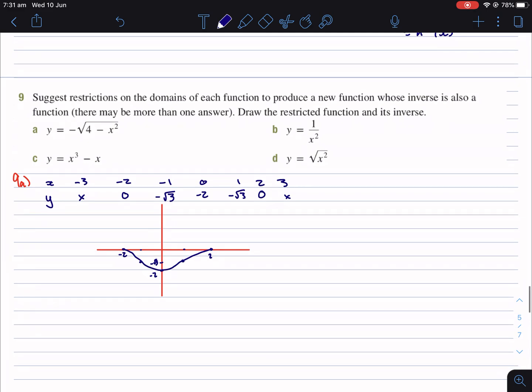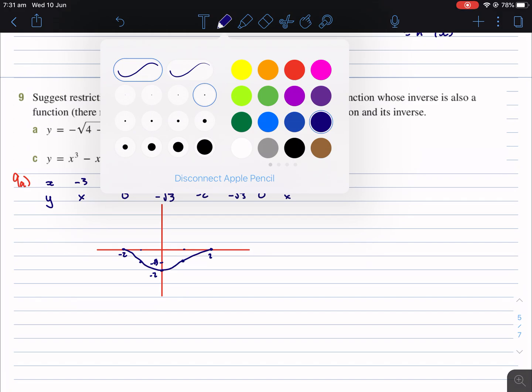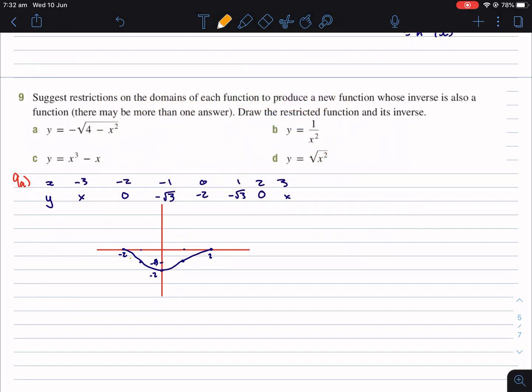So in order to have an inverse that's also a function, we need to be able to pass the horizontal line test. But here you can see it clearly fails, but if we restrict the domain to just either the positive half or the negative half, yeah? So x bigger than or equal to 0. Well, technically we want x to be between 0 and 2, because there's no point chucking anything more than 2 in.